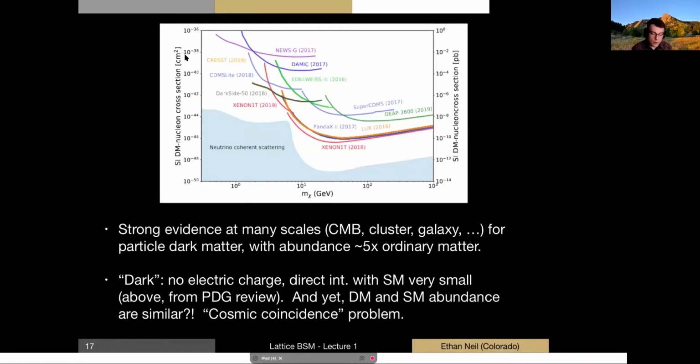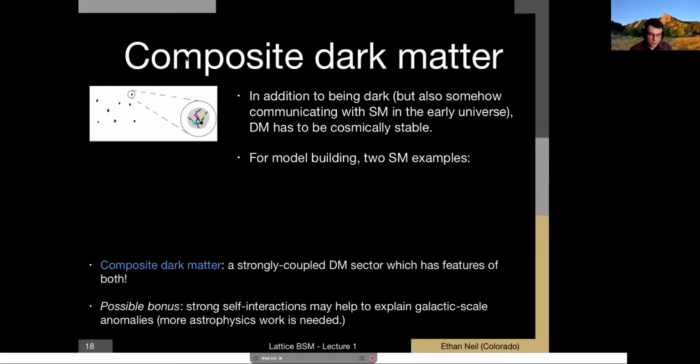That's the overview of dark matter in general. Now let's talk about composite dark matter. The one constraint I haven't mentioned at this point is that in addition to being dark, but also somehow talking to us in the early universe, dark matter also has to be stable, right? And again, from a variety of constraints, the amount of dark matter is not changing significantly over time, so it has to be stable over the lifetime of the universe. And so those are the things we have to keep in mind if we want to build a model of particle dark matter, of what it might be.